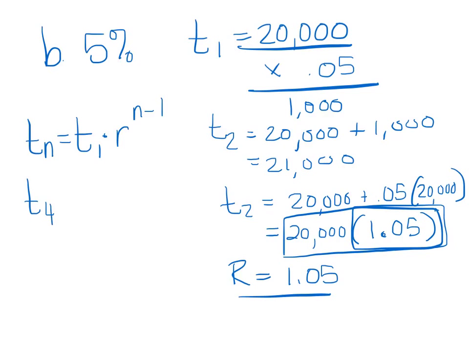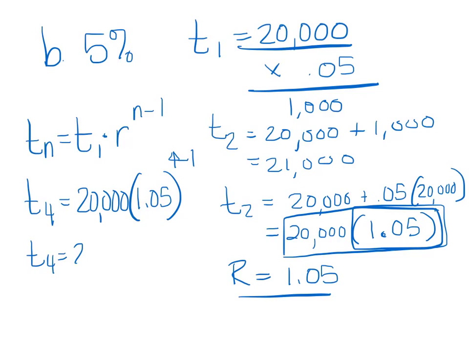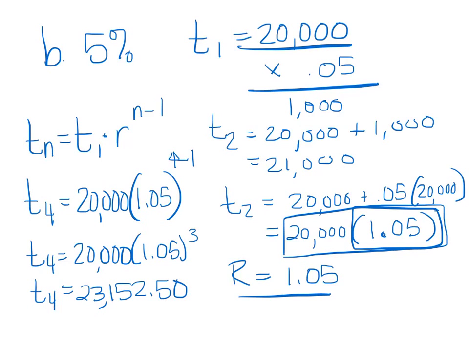So I can calculate T4 is equal to 20,000 times R, which is 1.05, and that's going to be raised to the 4 minus 1. So when I figure this all out, I'm going to take it in my calculator and do this. I get $23,152.50 for T4. Don't forget your dollar sign. We always go to dollars and cents when we're rounding, and that's my answer, T4.